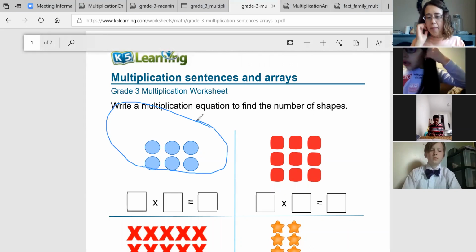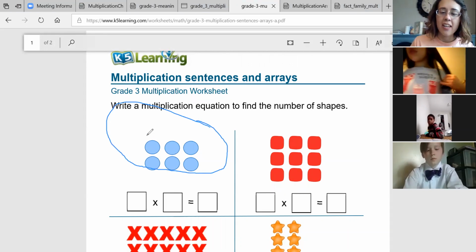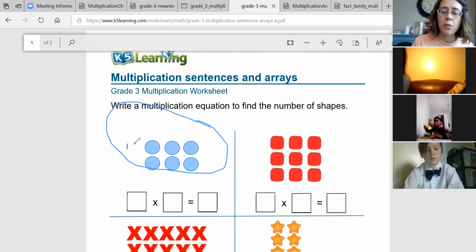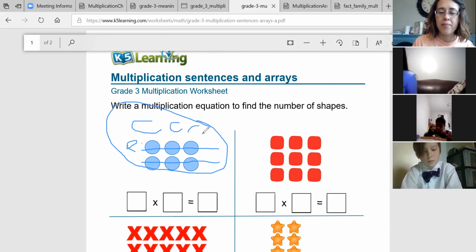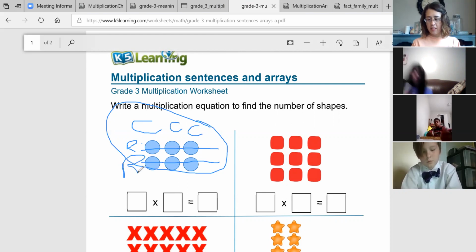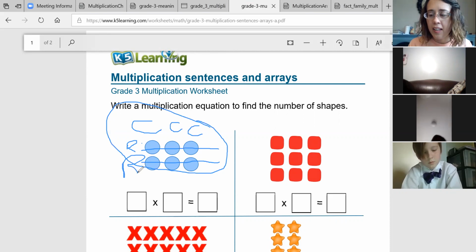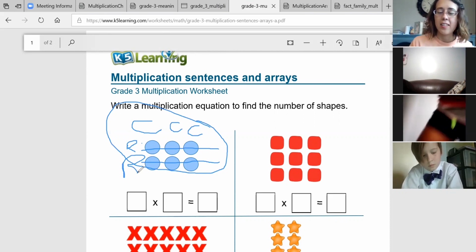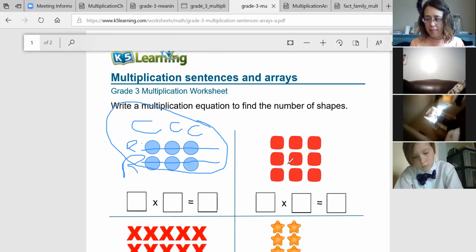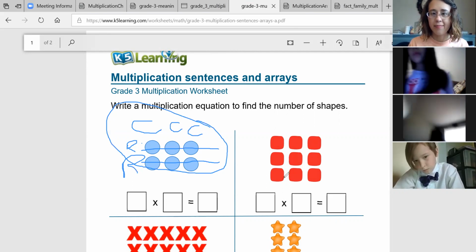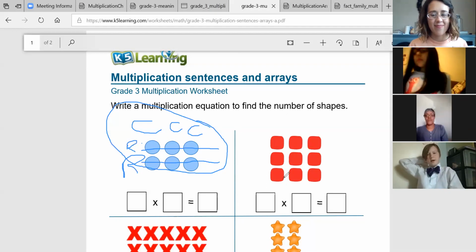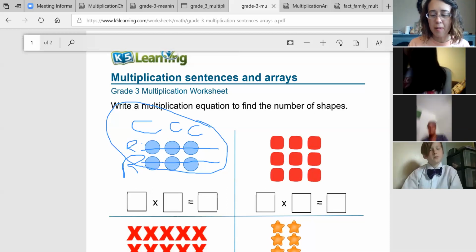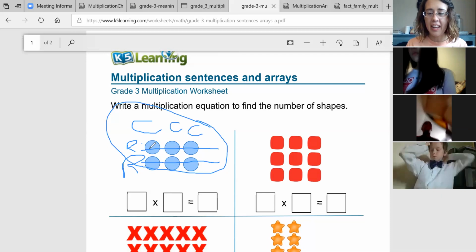No problem. On your paper, can you draw this array? There are 2 rows. So 1, 2 rows. There are 3 columns. So we have dots, 2 rows, and 3 columns. Good job, Rosie. Did everyone draw this array?